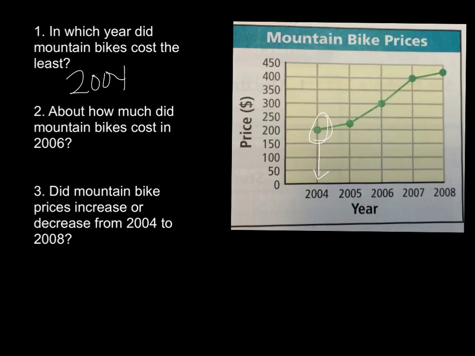About how much did mountain bikes cost in 2006? So I'm going to look at this data point here, and I'm going to follow the line. I would say it cost about $300.